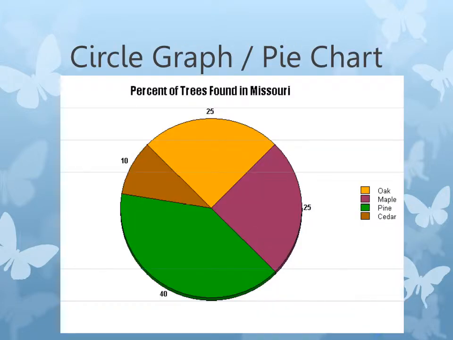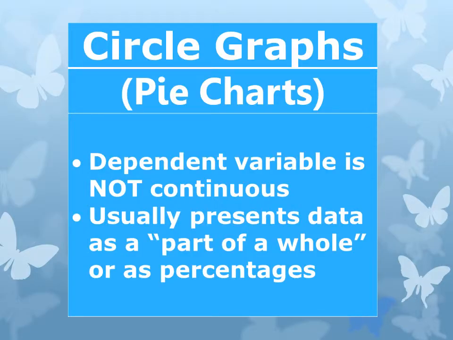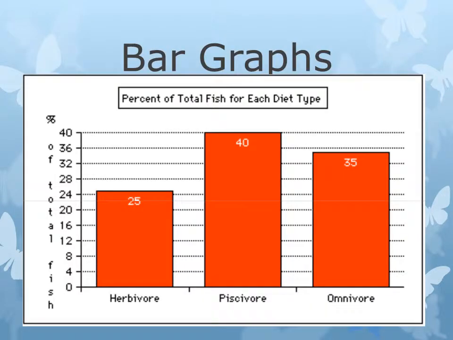The first is called a circle graph or a pie chart, or you could call it a circle chart, some variation of that. You've seen these before. They look like a circle, right? And they're going to be used to display different percents. So here's a couple things. The dependent variable is not continuous. So it's not 1, 2, 3, 4 or 2, 4, 6, 8. It usually presents data as part of a whole or percentages.